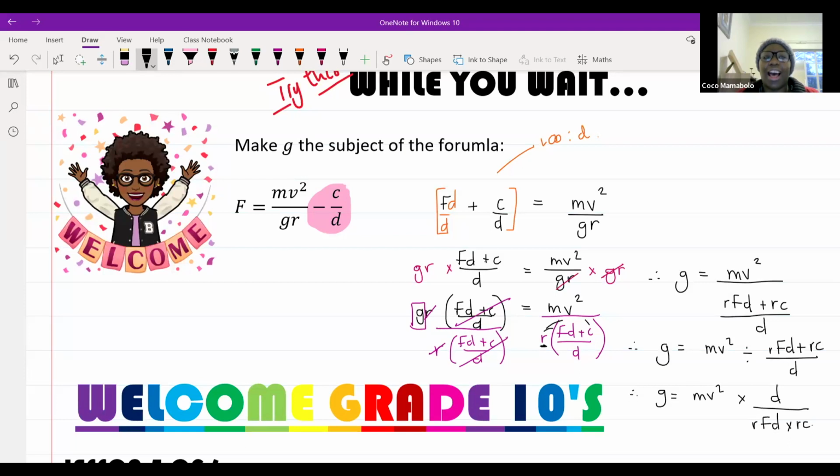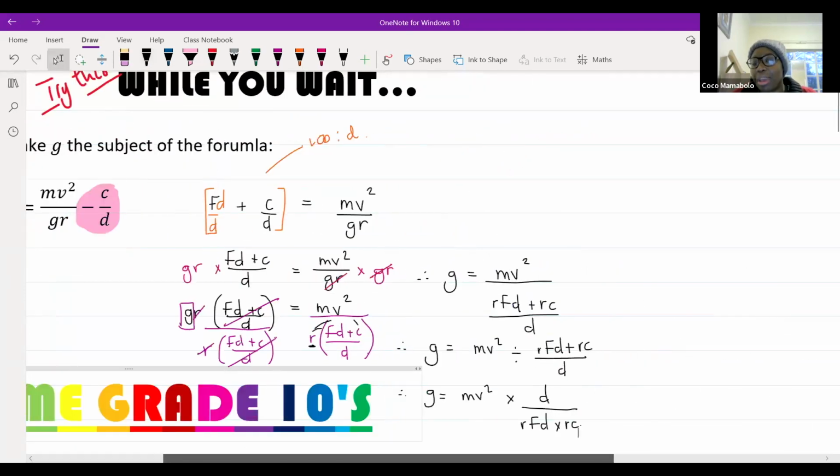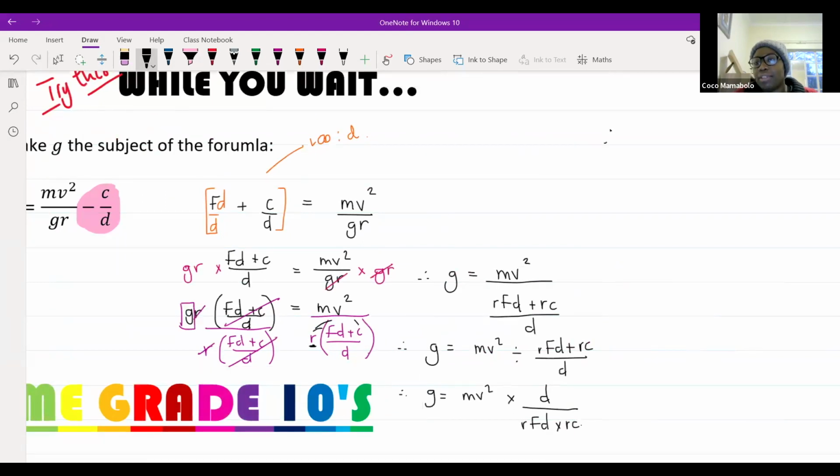All right. I know, I know, but we must always take it to the max. We must take it to the very top. I'm going to continue up here, guys. Therefore, G must equal, remember this is over 1, I'm going to multiply the top with the top, the bottom with the bottom, right? So I'm going to get G is equal to DMV squared over RFD plus RC. That's the final answer.